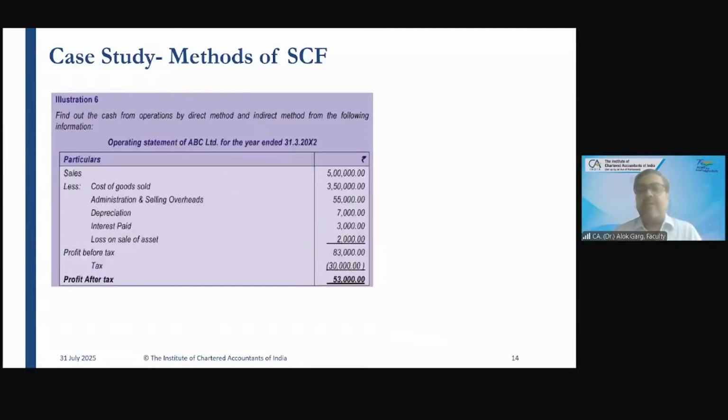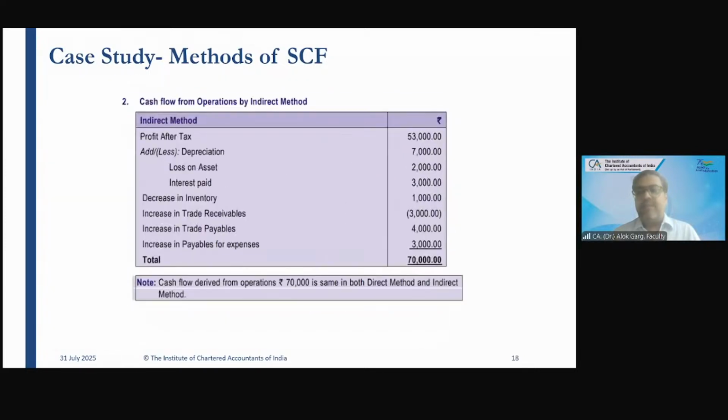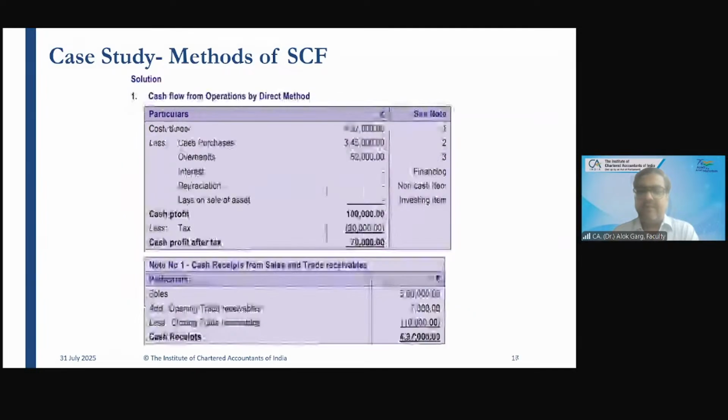What is my indirect method profit? What is my profit before tax? 83,000 is my profit before tax. So in this question, it has started with profit after tax. So you can also start with profit after tax. If you start from profit before tax, then at the end you will deduct the tax, right? So let's assume profit after tax 53,000. Let's start from here, right?